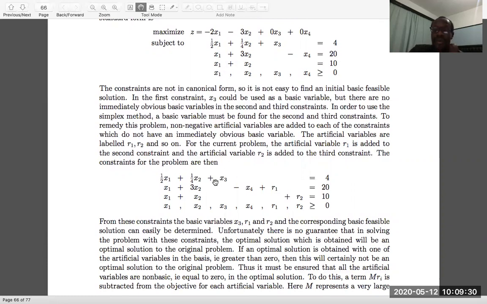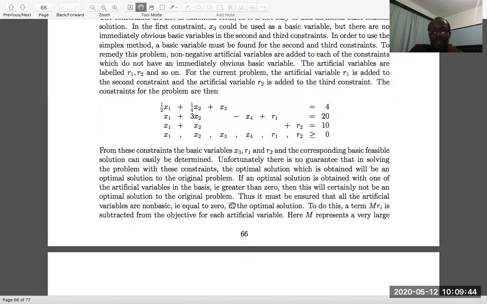Remember, canonical means that one variable holds a value of 1 and everywhere else in the other equations it is 0. Here as well, R1 is 1 and everywhere else is 0. R2 is 1 here and everywhere else is 0. So the system is in canonical form, right? Now, from this constraint, the basic variables x3, R1 and R2 and the corresponding basic solution can easily be determined.